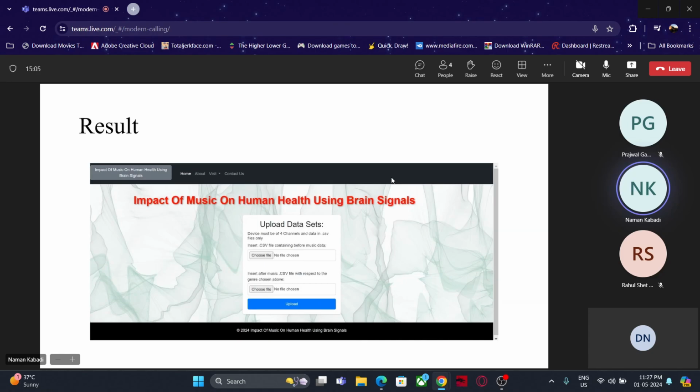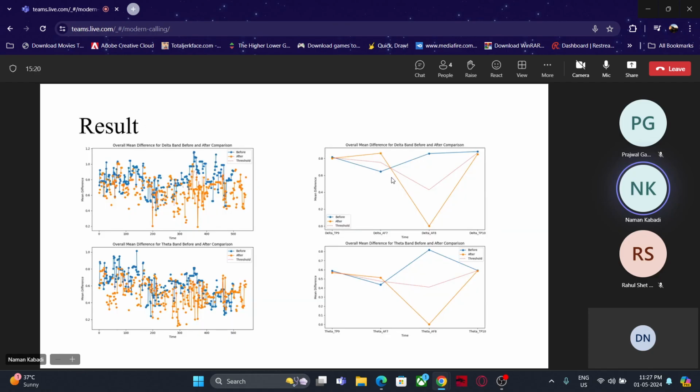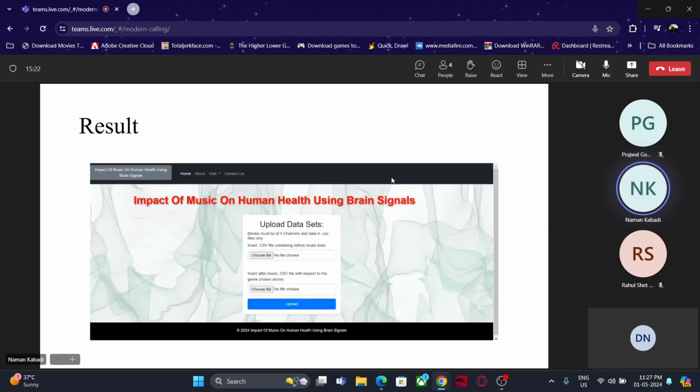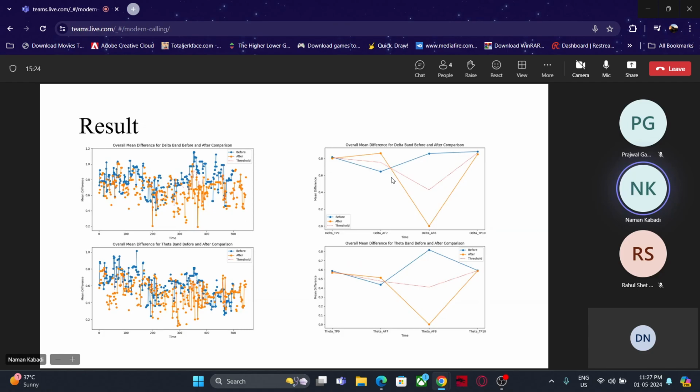And coming to the results, this is the user interface, where the user can upload the .csv file before listening to music and after listening to music. After clicking on the upload button, it will give the results in this form, where we are doing the comparison between the different brain signals, and their frequencies would be mapped.